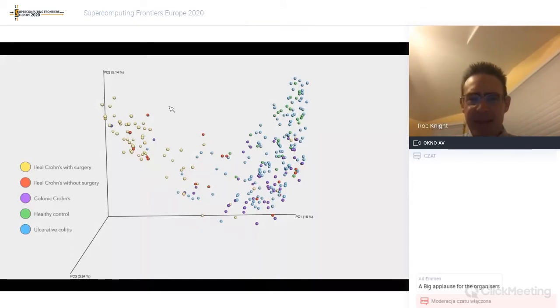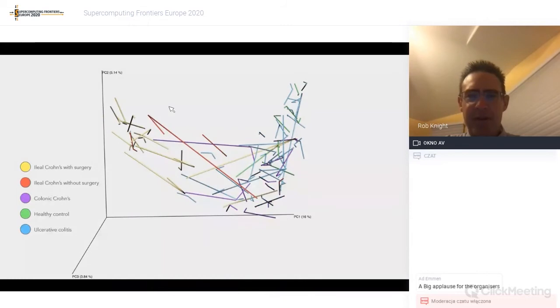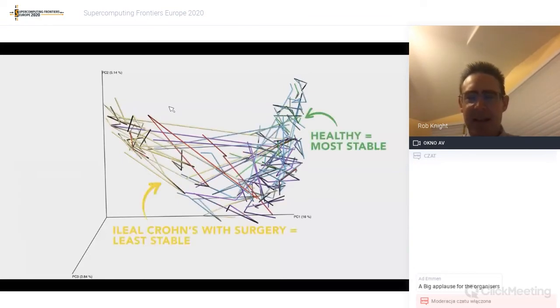And what you can see is if you are in the red category or the yellow category, your microbiome changes a whole lot, whereas if you're in the green category, it doesn't change very much, and you're confined just to one region of the space. And so what we can see from the dynamic behavior of the microbiome is that there is tremendous movement if you have ileal Crohn's disease, but not if you are healthy. Although sometimes, even if you have ileal Crohn's disease, you visit that healthy region.